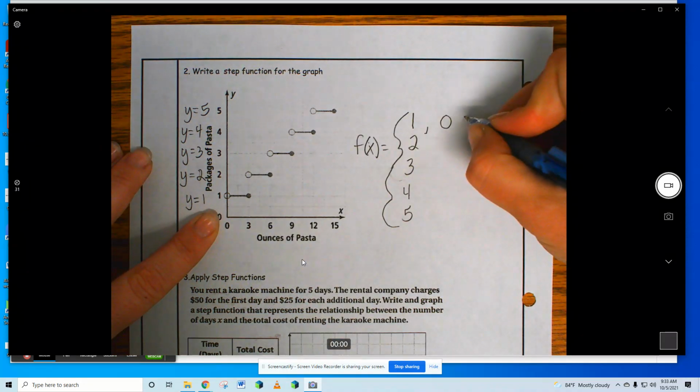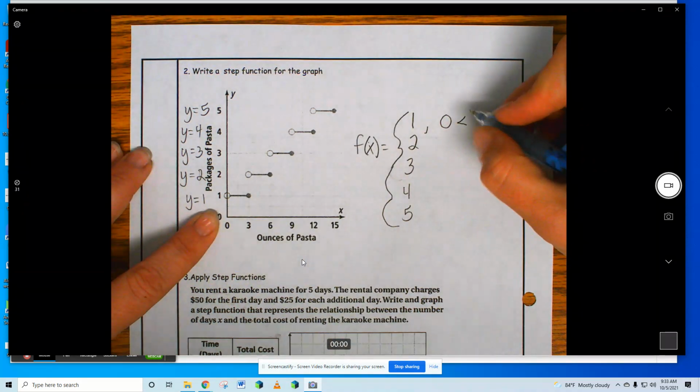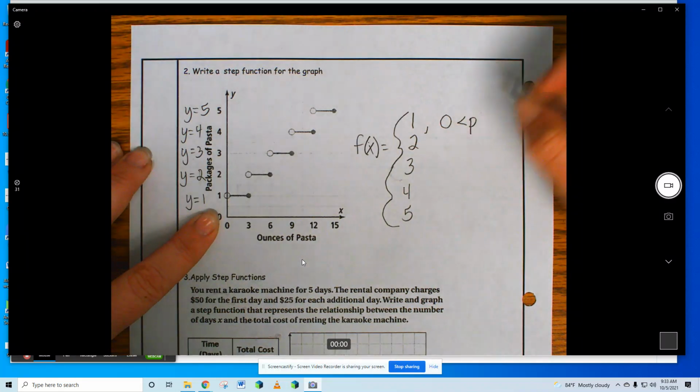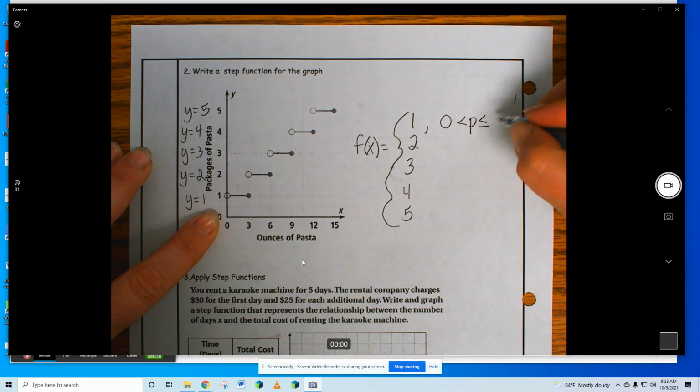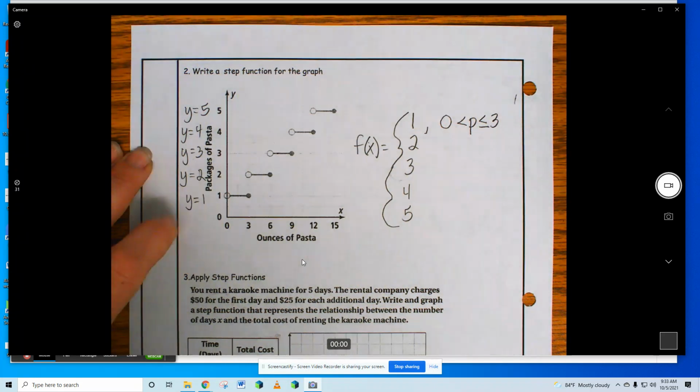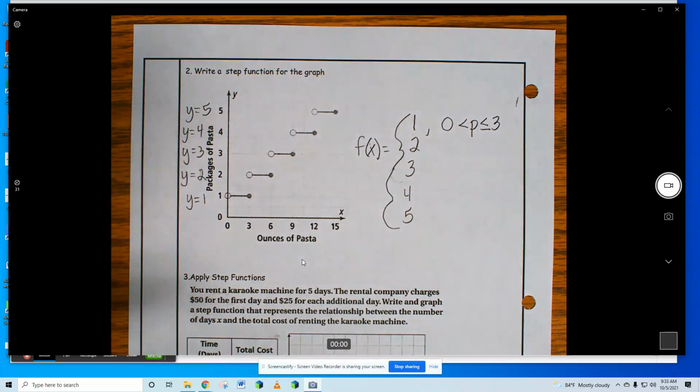0 is less than, let's do p. Can I do p for pasta? But pt, same thing, right? Less than or equal to 3. So good. 2. Do you want to? You guys look ahead. I'm going to be calling on random people, and I need 3 more volunteers. All right, Ashley, go.